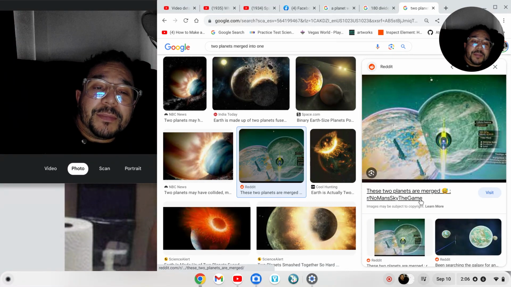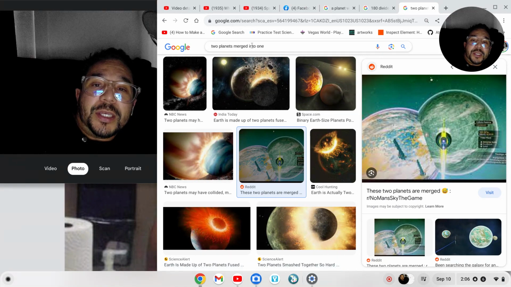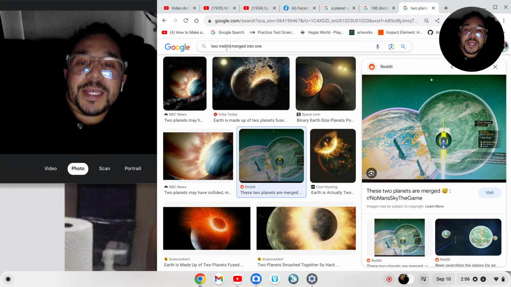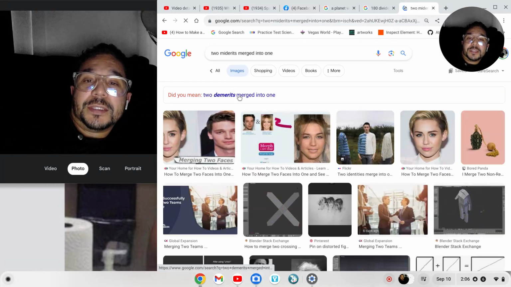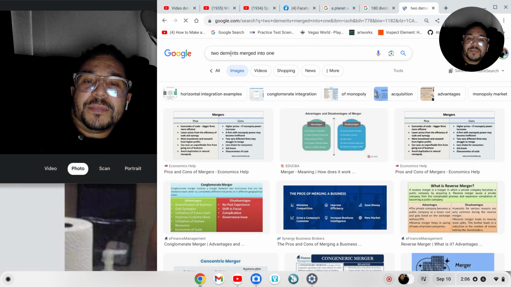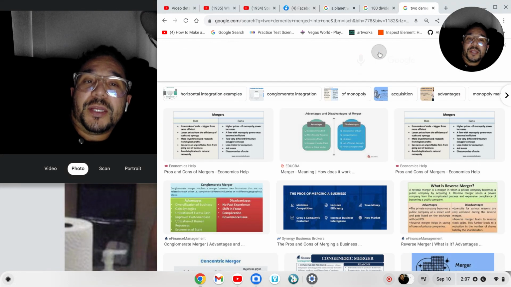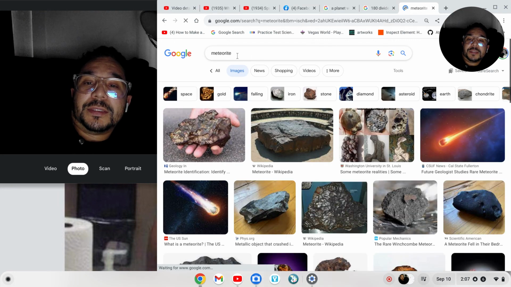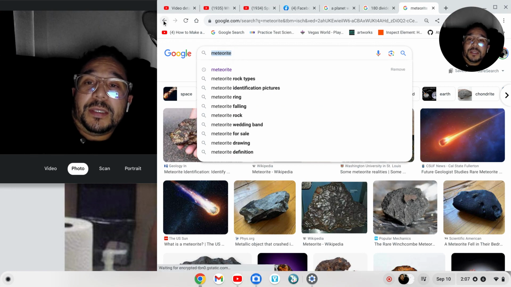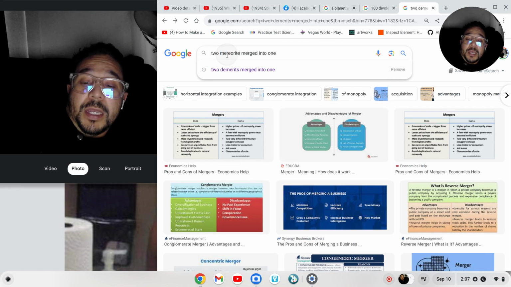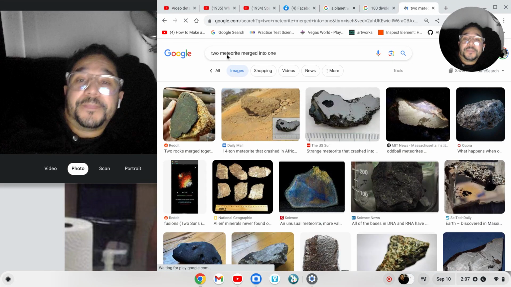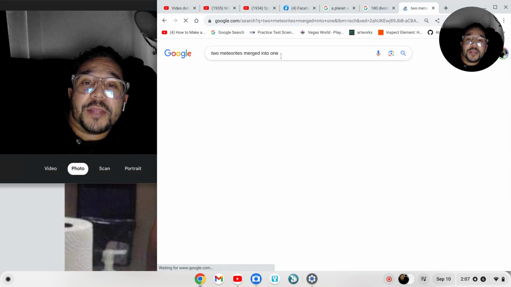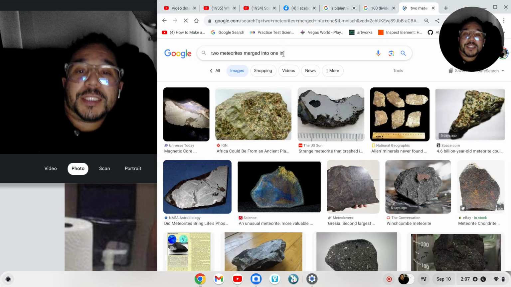No Man's Sky, the game. Yeah, but this is a video game. So instead of planets, let's go to meteorites. I don't even know how to spell meteorite. Meteorites. Okay, so it gave me the word. Two meteorites merged together in one. In space.